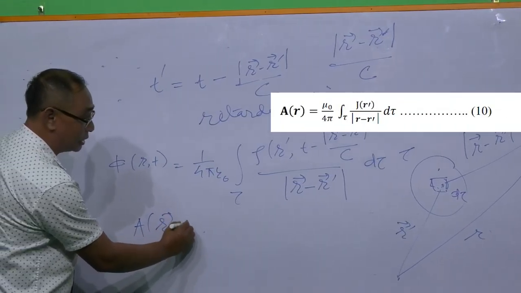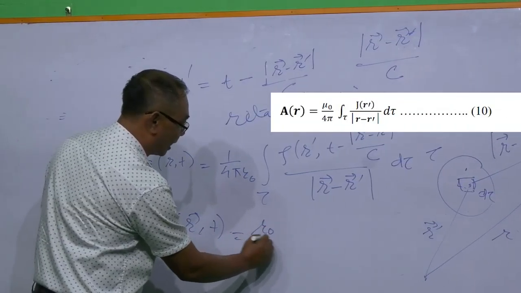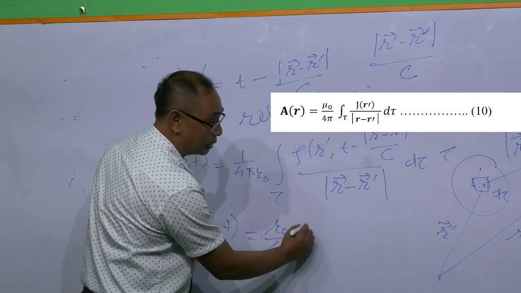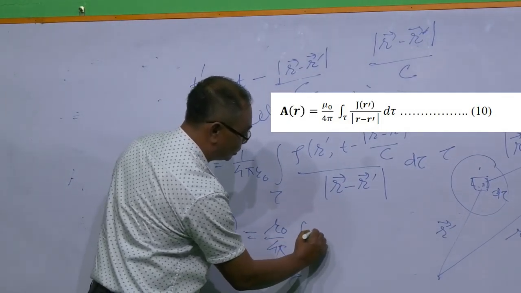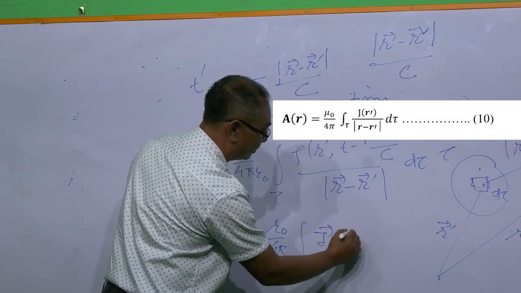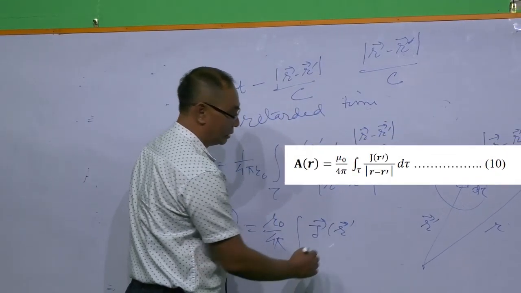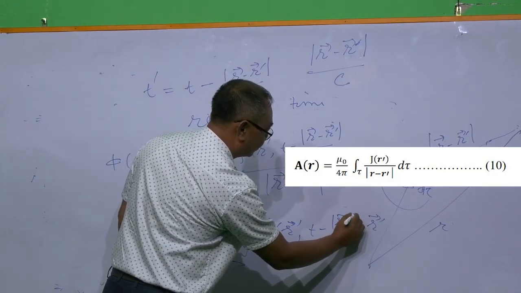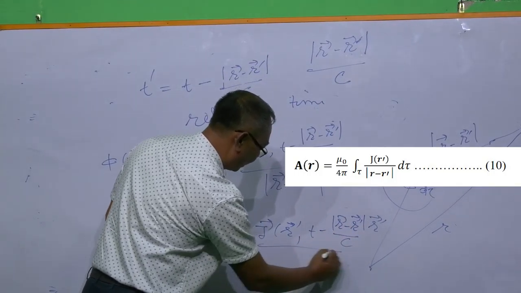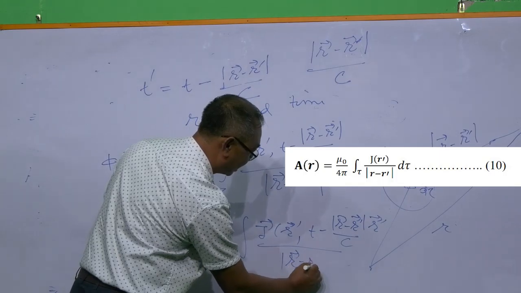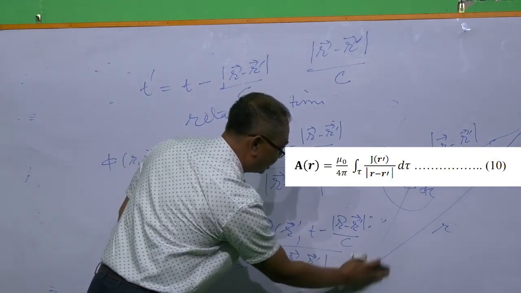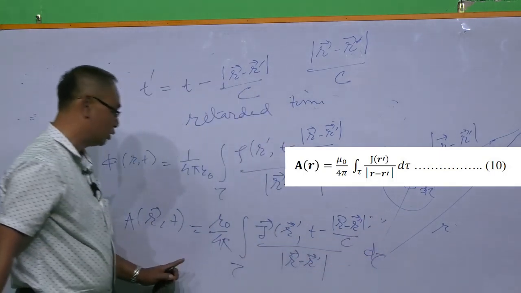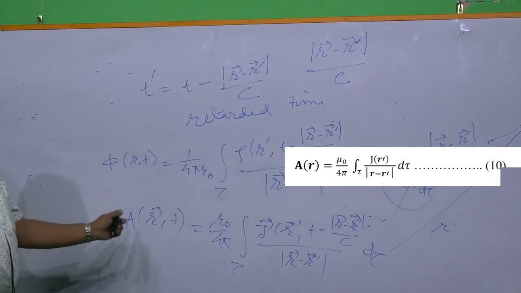Similarly, in the same way, the potential in equation 10 can be written like this: A of r, t equal to mu naught by 4 pi, integration over tau, J of r prime and t minus mod of r vector minus r prime divided by c, divided by mod of r vector minus r prime, d tau, and this potential is known as retarded vector potential.